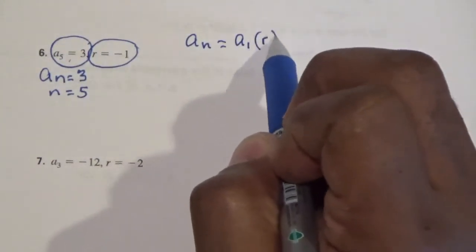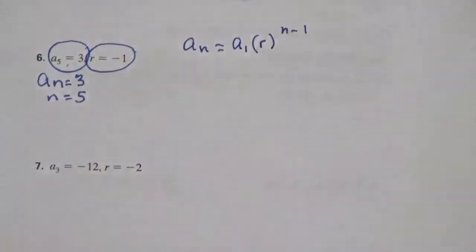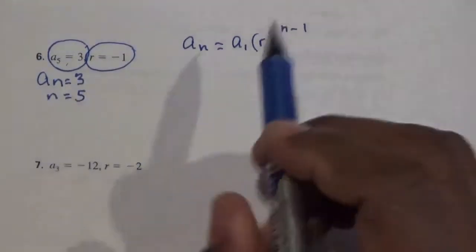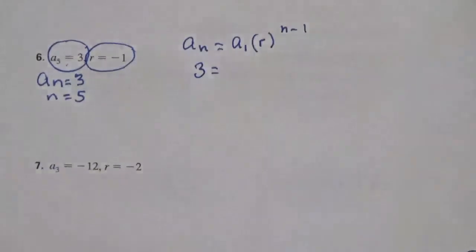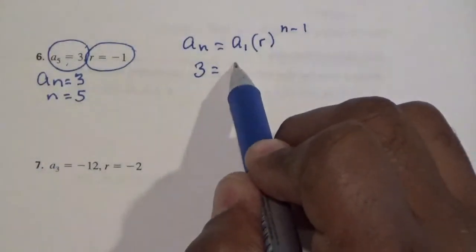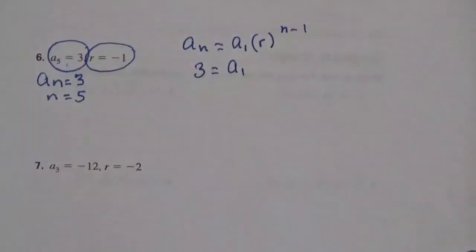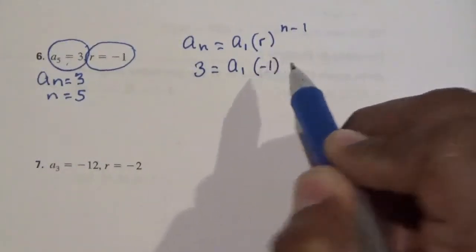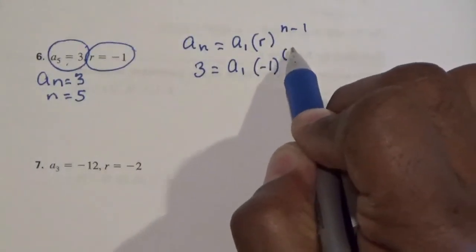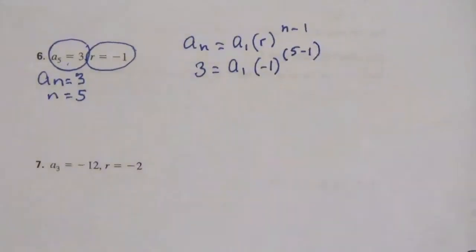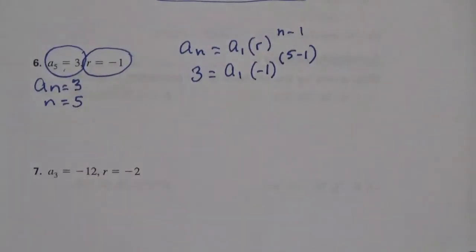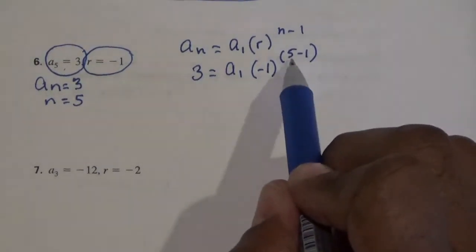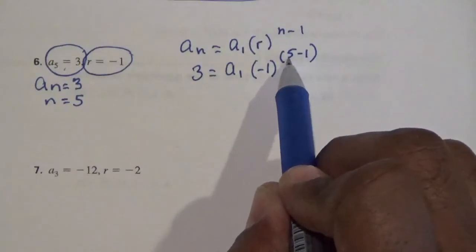A1 times R to the n minus 1. We're going to fill stuff in. We know what A sub n is, that's 3. We don't know what the first term is equal to. We know what R is equal to, R is -1. And we also know what n is equal to, that's 5. So 5 minus 1, in parentheses. Now, from there, we want to solve for the first term. If we can figure out the first term, we can write the rule. So let's go ahead and do our order of operations to solve.